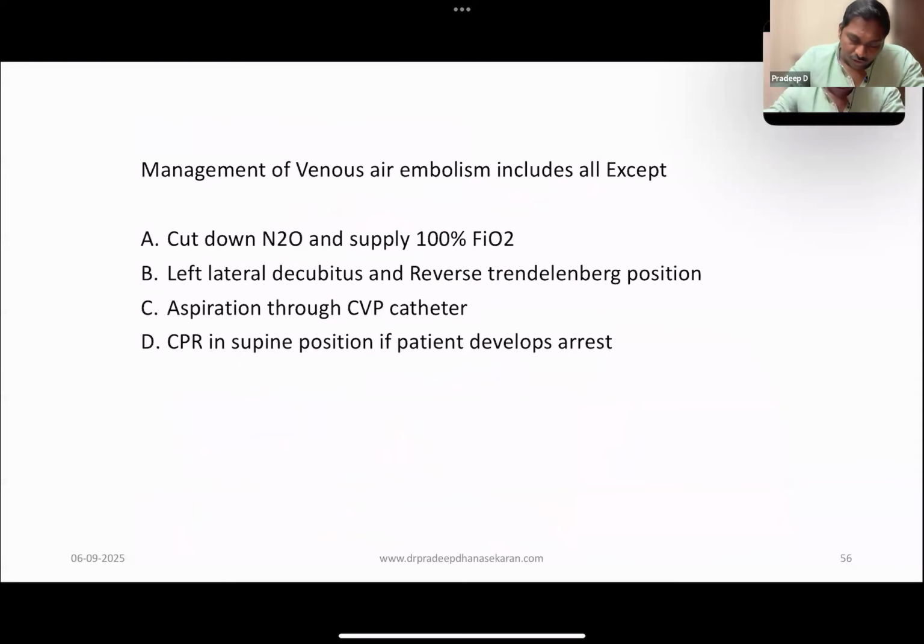So management includes all except: you cut down the nitrous because it will expand the air bubble, and supply 100% FiO2. That is true. Left lateral decubitus and reverse Trendelenburg position: if you use reverse Trendelenburg position, the air bubble will stay in the pulmonary artery itself; it will not come to the right ventricle and the right atrium. So this is a wrong statement. Aspiration through CVP catheter is a true statement. CPR in supine position if the patient develops arrest, that is also a true statement.